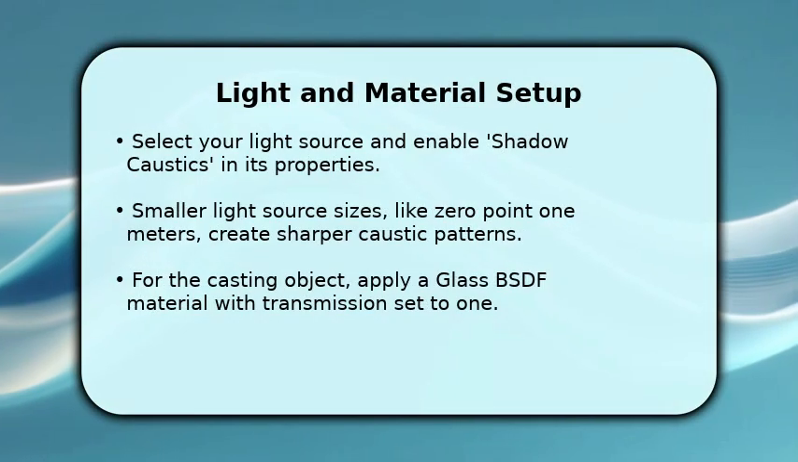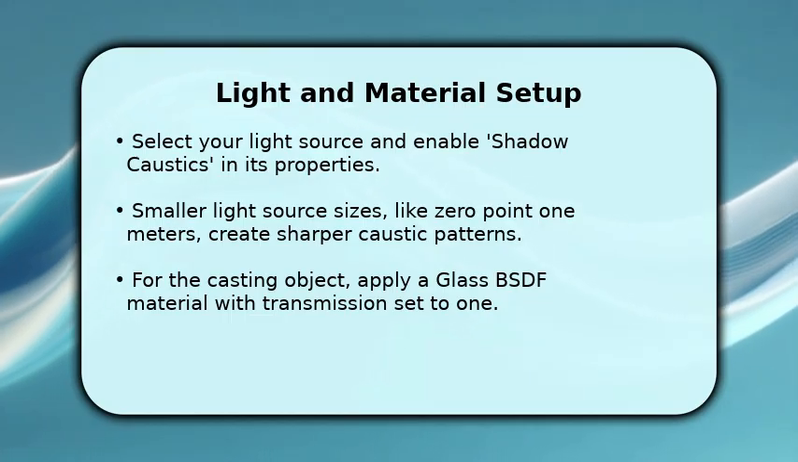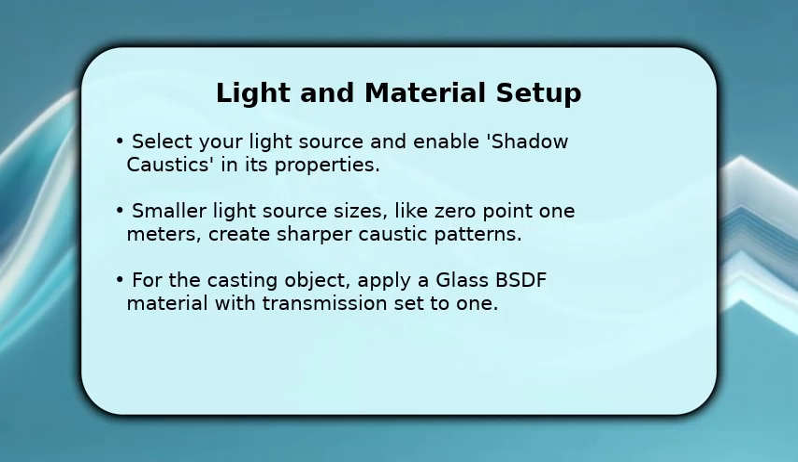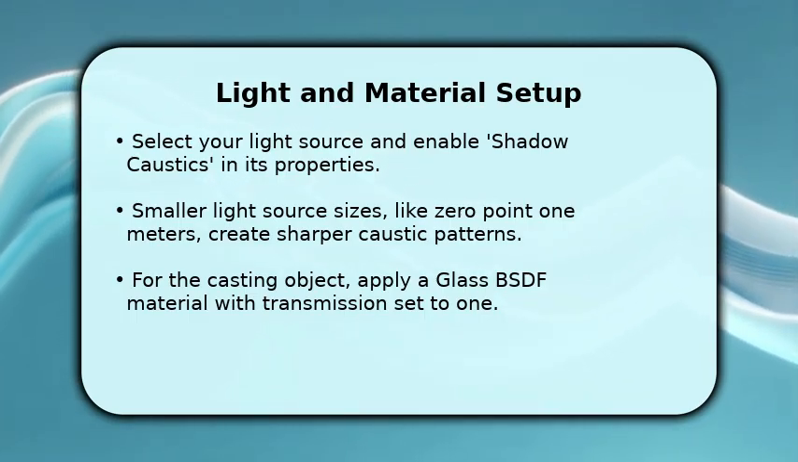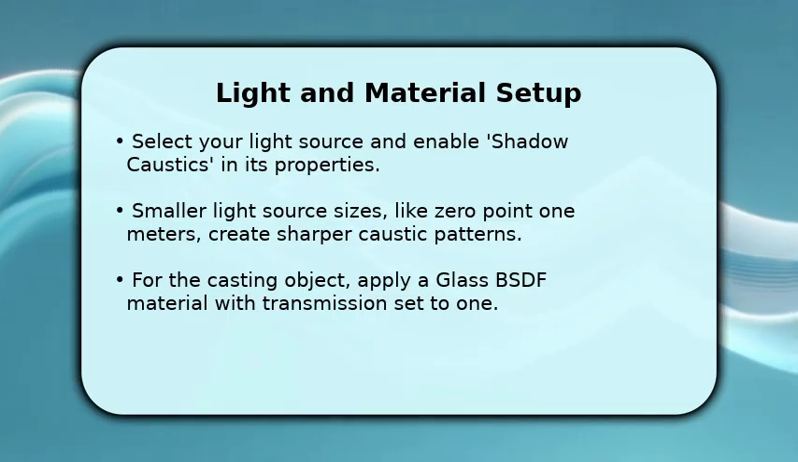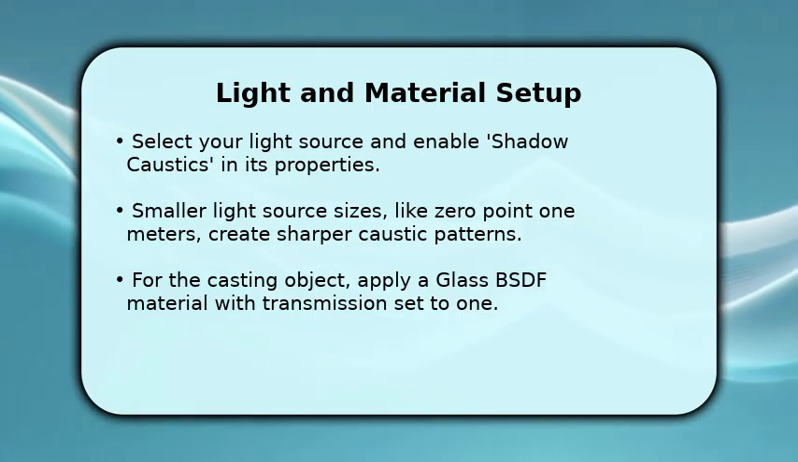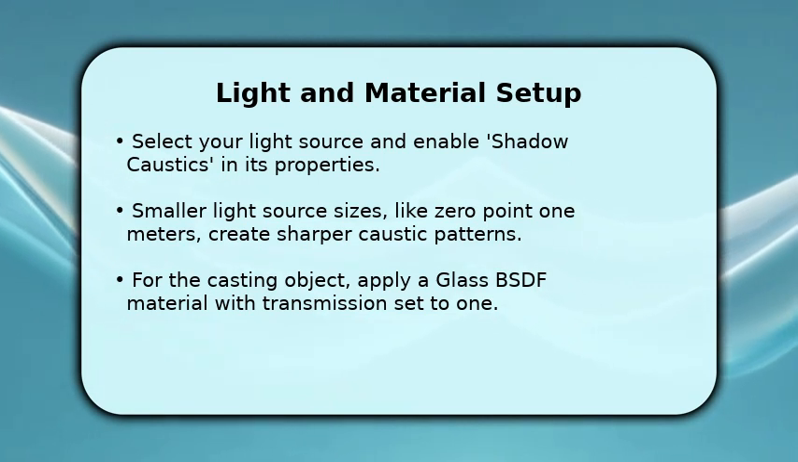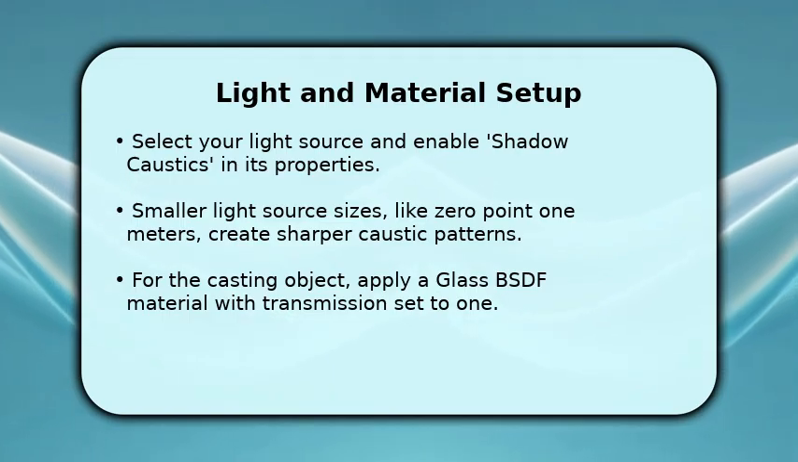Next, let's configure your light source and the casting object's material. Select your light, such as a point or sunlight, and in its object data properties, enable the Shadow Caustics checkbox. For sharper, more defined caustics, consider reducing the light size, perhaps to 0.1 meters. For your transparent object, apply a Glass BSDF material. Set its transmission value to 1 for full transparency, and its roughness to 0 for perfectly clear, crisp caustic patterns.